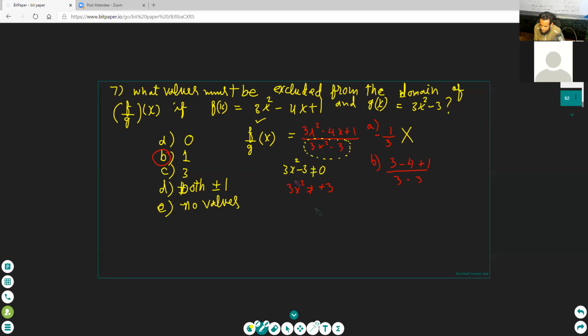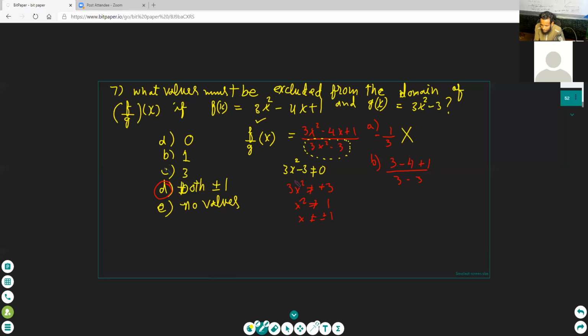Okay, good. And then we're going to do x squared not equal to 1. And then x squared not equal to plus or minus 1. So this is an easy method. Choose the easy method. Okay, our option B is not correct. Our option D is correct.